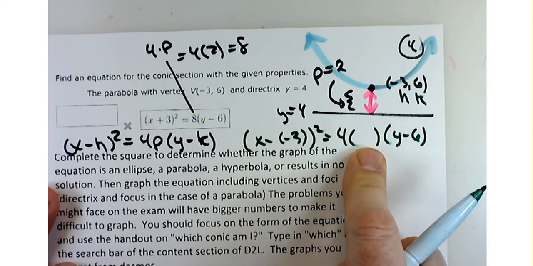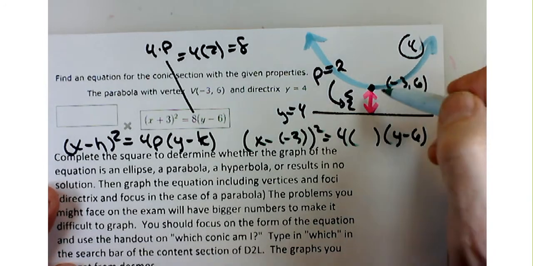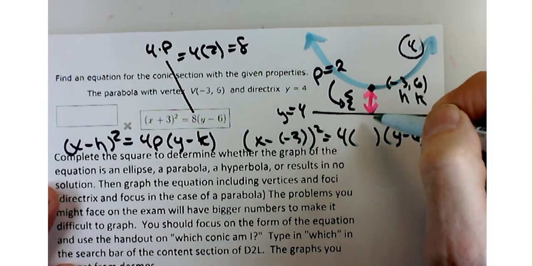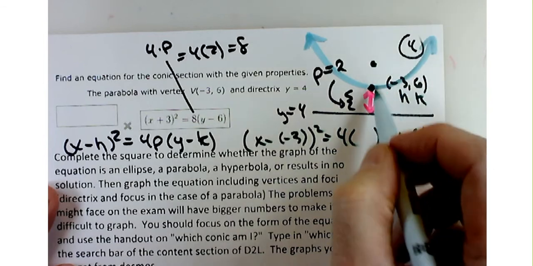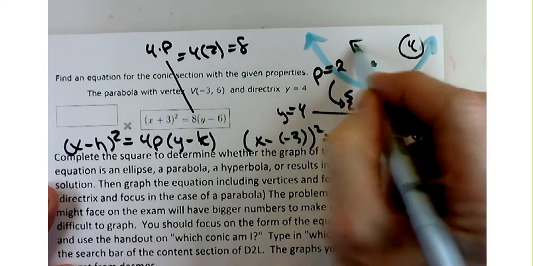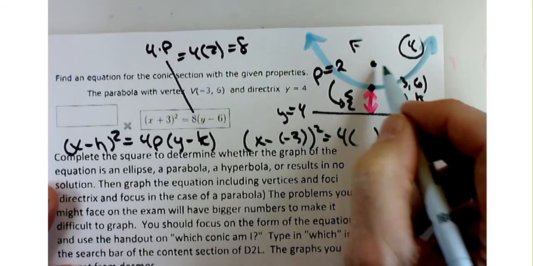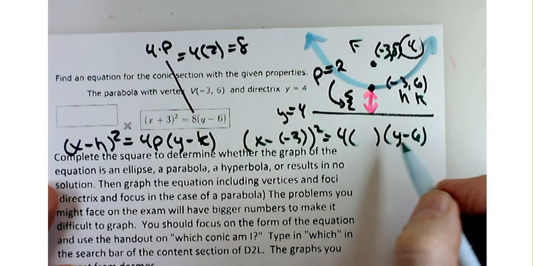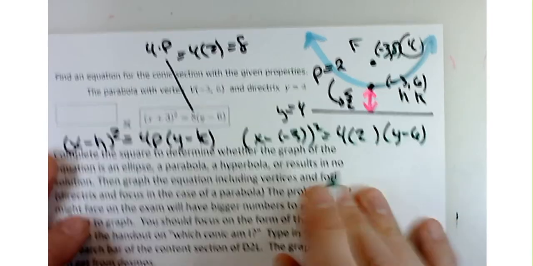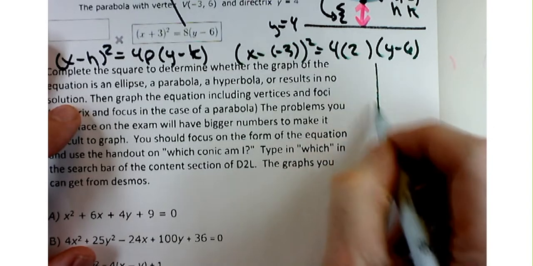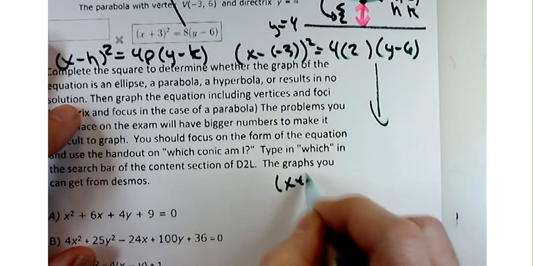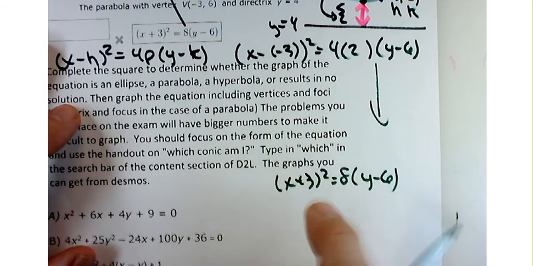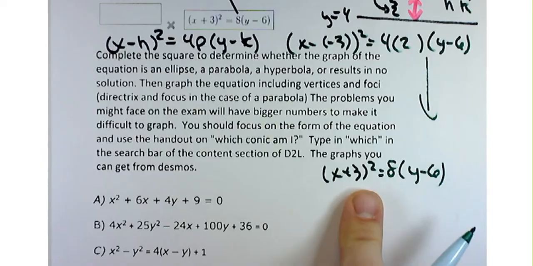The only thing left to do is determine p. P is going to be the distance between your vertex and your directrix, or going the other way, your vertex and the focus. So if I move up 2, I'll have a focus at -3 and 8. But if I put in a 2 here, then I end up with this equation, x plus 3 squared equals 8 times y minus 6. And that's your equation for this one.